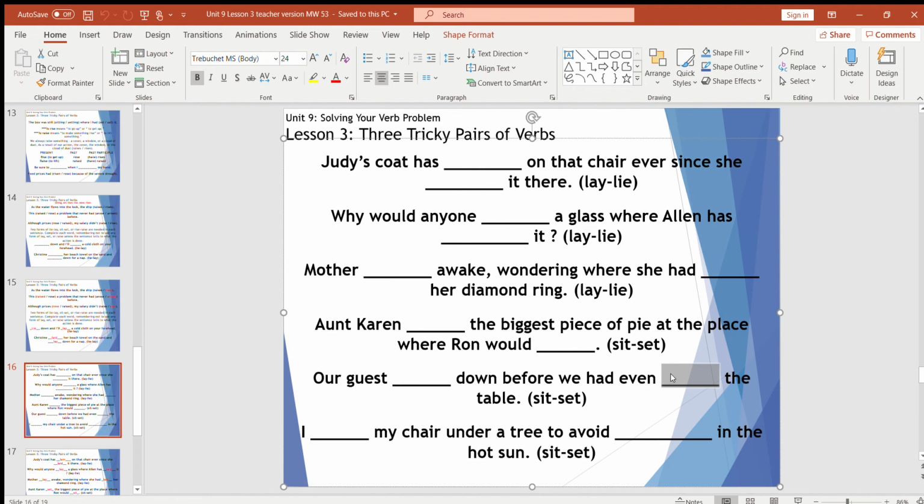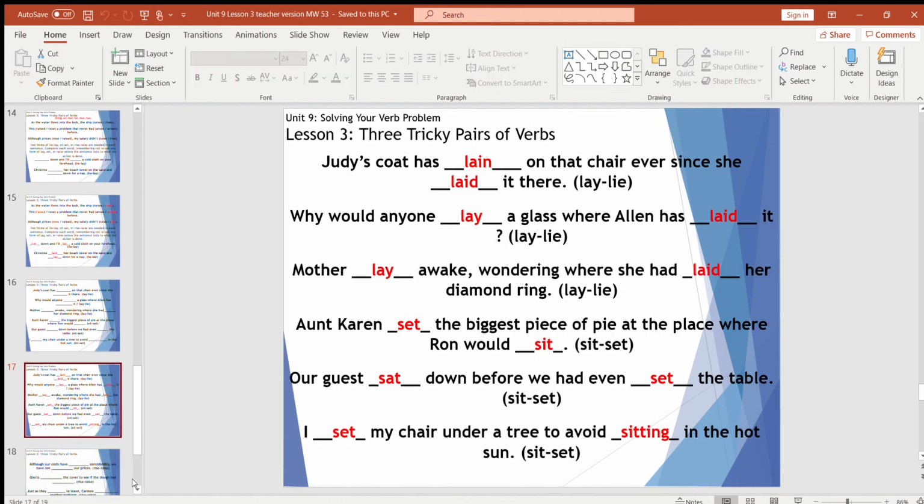And I blanked my chair under a tree to avoid blank in the hot sun. So putting the chair, right? So I set, S-E-T, my chair under a tree to avoid what in the hot sun? Avoid sitting in the hot sun.